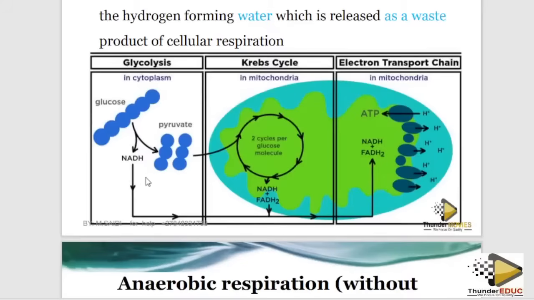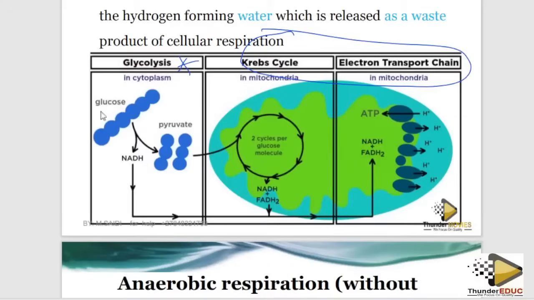So when you look at this, where do we use oxygen? We use oxygen in these two phases. You understand? Because we use oxygen in these two phases, it means that this phase does not require oxygen. It means that anaerobic respiration only occurs in glycolysis. Anaerobic respiration only involves glycolysis. It doesn't involve the Krebs cycle and oxidative phosphorylation or transportation of electrons through a chain.